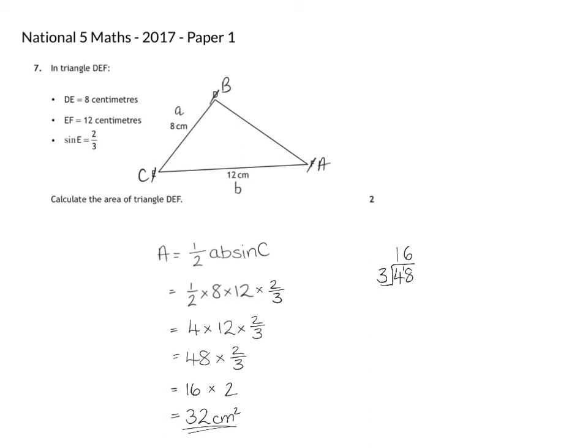I've put in far too many lines of working there, and you can do a lot fewer when you're doing this yourself, but that's not a problem because it's only actually worth 2 marks. So our first mark is for knowing this one there, so it's a half times 8 times 12 times 2/3. And then the second mark is for getting to your 32.